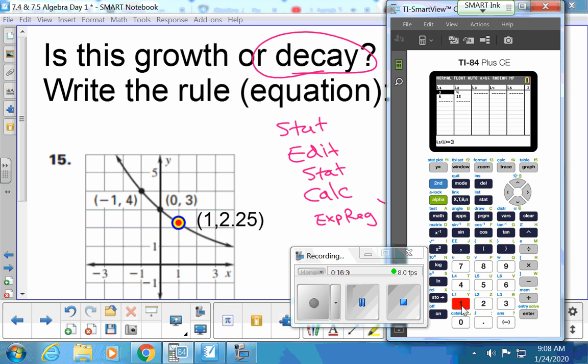Edit. X numbers in. -1 is our first x value. 1 is our second x value. 4 is our first y value. 2.25 is our second y value. So we're getting these provided coordinates into our L1 and L2. Our x's are our L1s, and our y's are the L2s. Oh, I guess I could have put 0, 3 in. I didn't even see the 0, 3 there. So I can stick the 0, 3 in. I don't need to have all of them in, but it's a good idea.